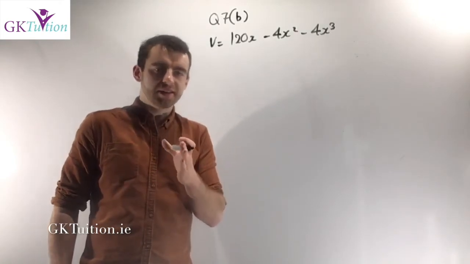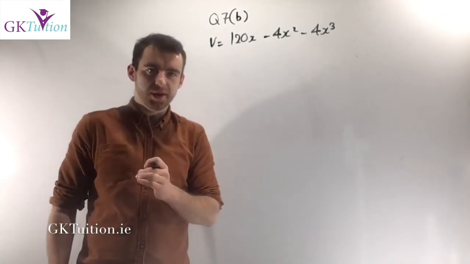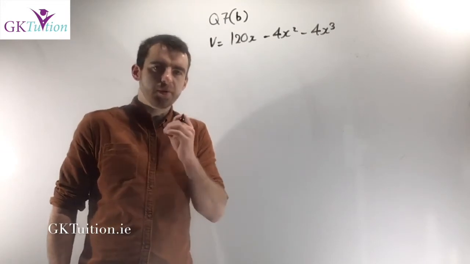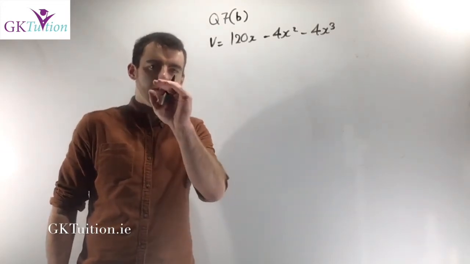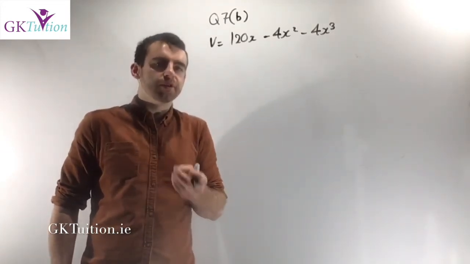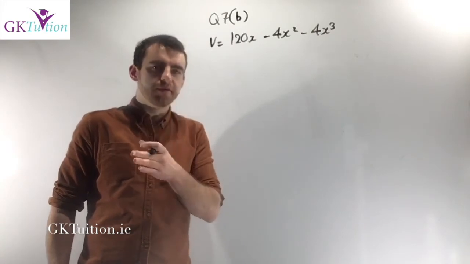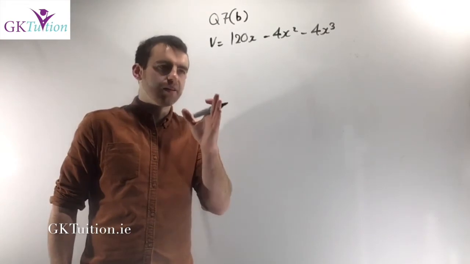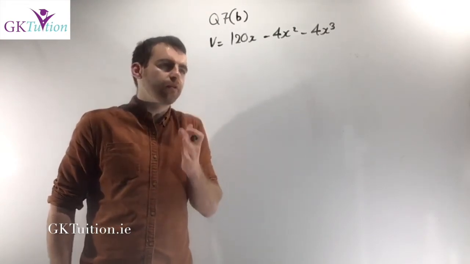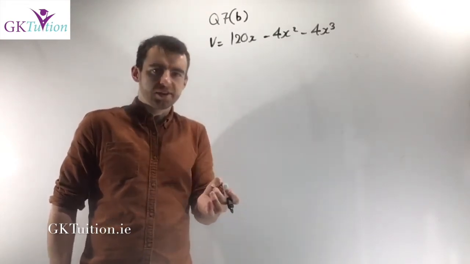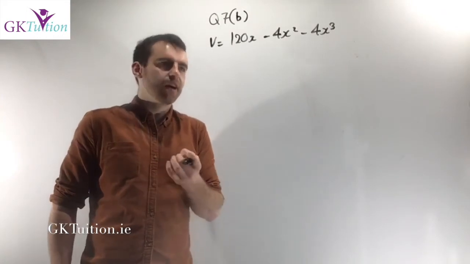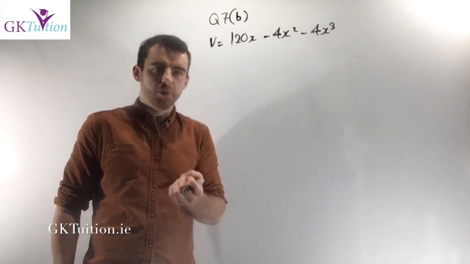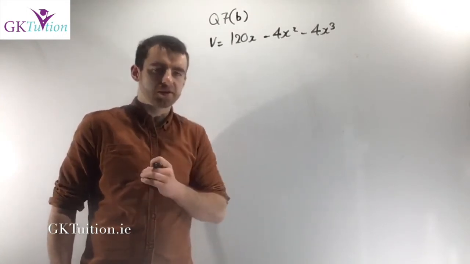This is exactly the same as question 6 part B. In question 6 part B we found the maximum point on a curve. And in order to do that, we got the first derivative and we let the first derivative equal to 0 and then solved for x. That's exactly what we're going to do here. We're going to get the first derivative, let it equal to 0 and then solve for x. That will tell me the x value of the maximum point, the maximum volume of the box.